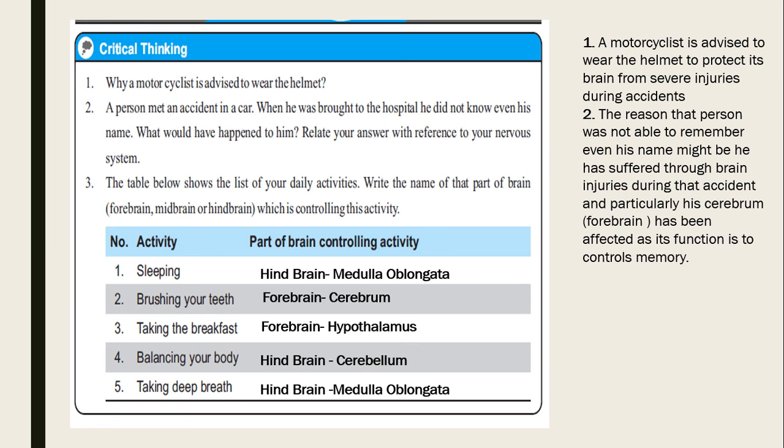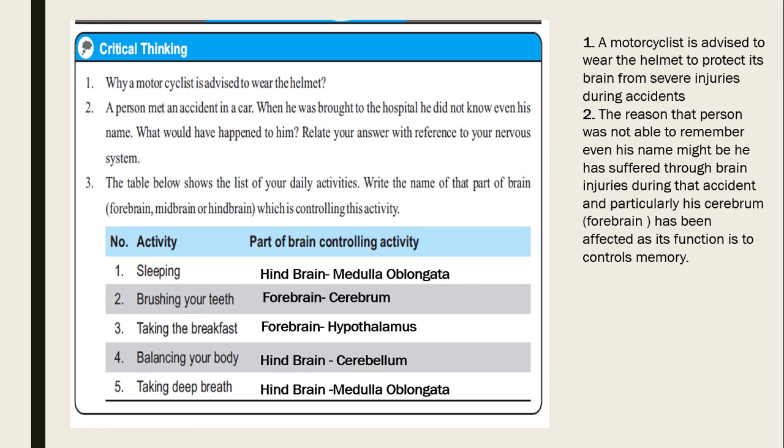The second statement is: if a person met an accident, see and understand the scenario. If a person met an accident in a car, and when he was brought to the hospital, he didn't know even his name, what would have happened to him? Relate your answer to your nervous system. Just think about what you have studied in your brain parts. You have studied forebrain, midbrain and hindbrain, and you have studied what main function is performed by each part.